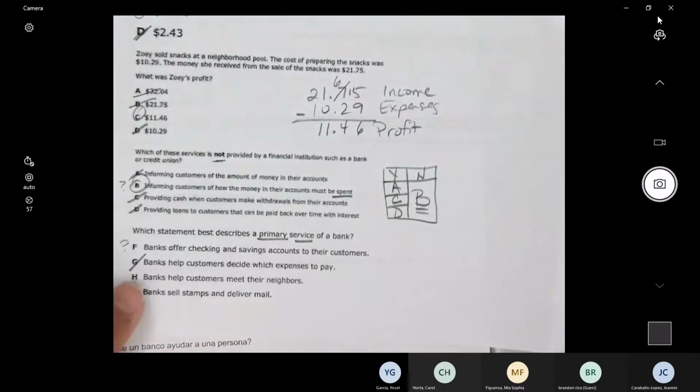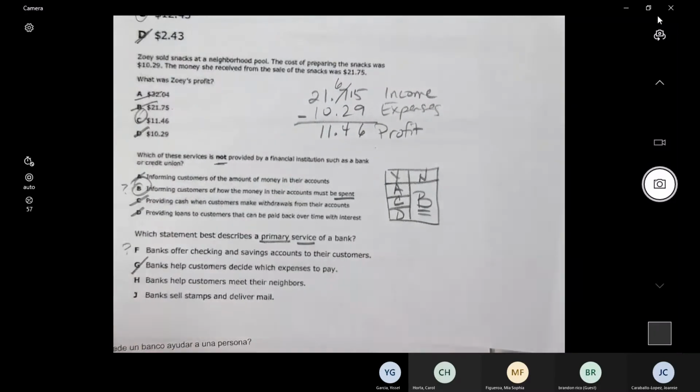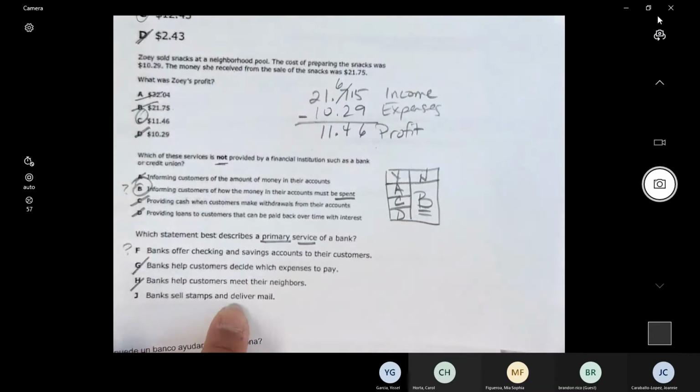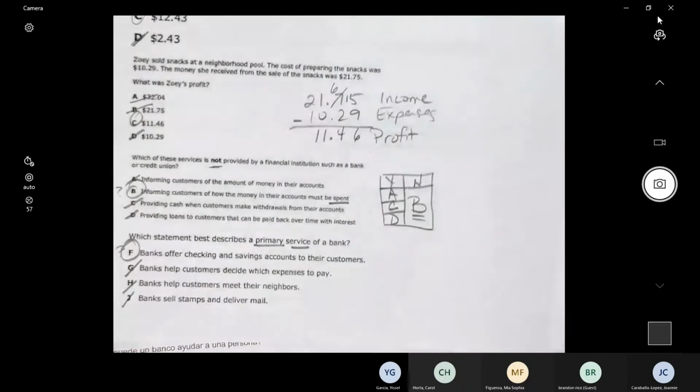Have you ever had a bank person come to your house and say, hey, let's go knock on the neighbor's door? No. Okay, didn't think so. And then J, banks sell stamps and deliver mail. Where can you go that sells stamps and delivers mail? The post office. The post office. So my answer is F.